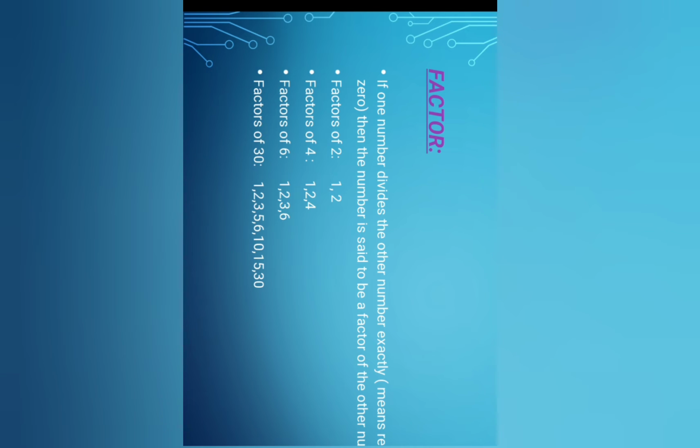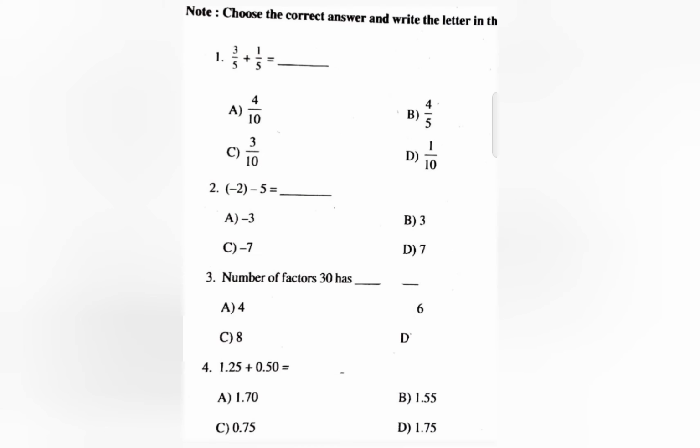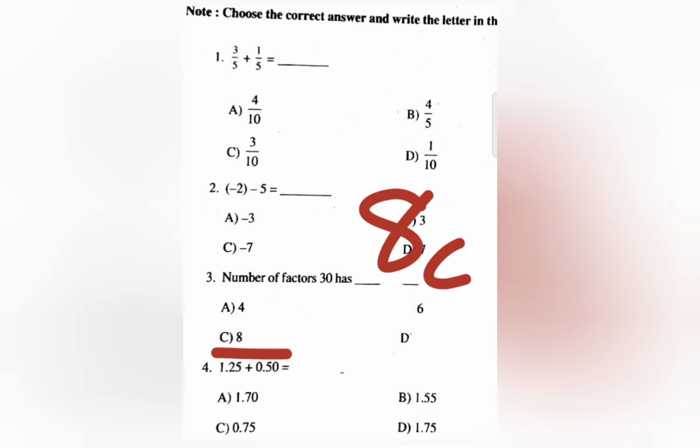Factors of 30. We get 30 in these tables: 1, 2, 3, 5, 6, 10, 15, 30. 1 30 is 30, 2 15s are 30, 3 10s are 30, 5 6s are 30, 6 5s are 30, 10 3s are 30, 15 2s are 30, 30 1s are 30. So how many factors are we getting here? We are able to get 8 factors for the number 30. So the total number of factors 30 has is 8, which is the correct answer. At option C we are able to get the correct answer, so our answer will be C for the third problem.